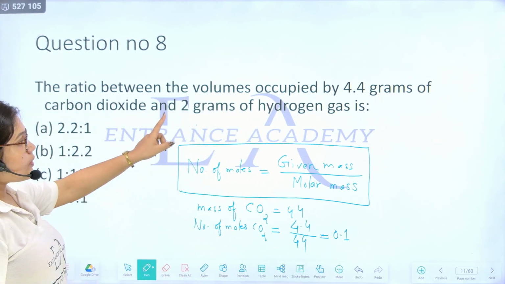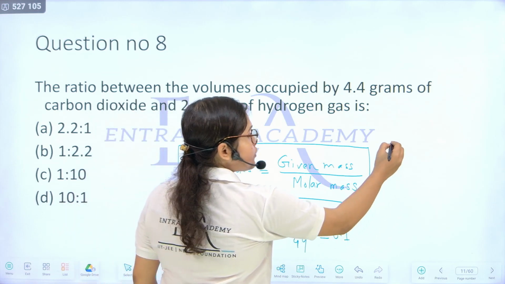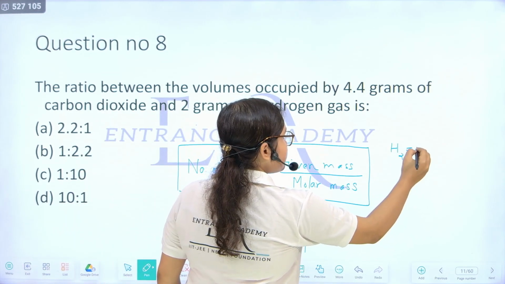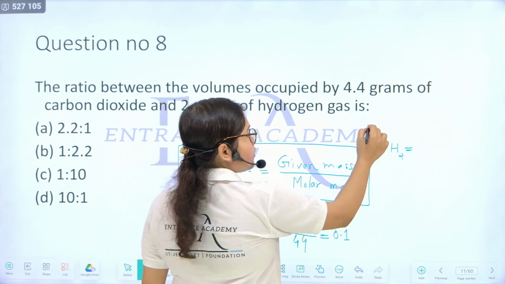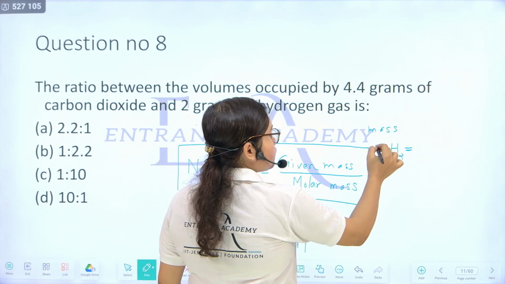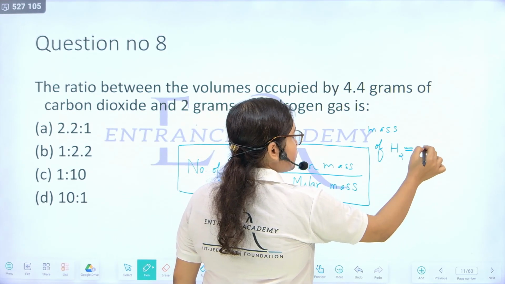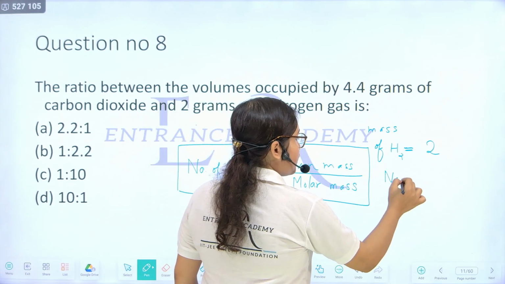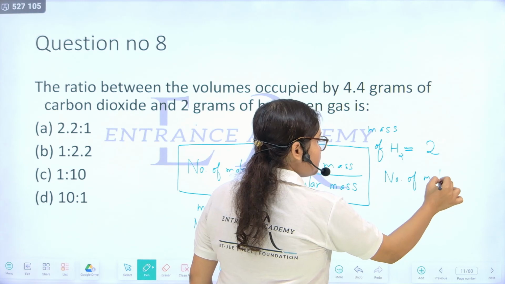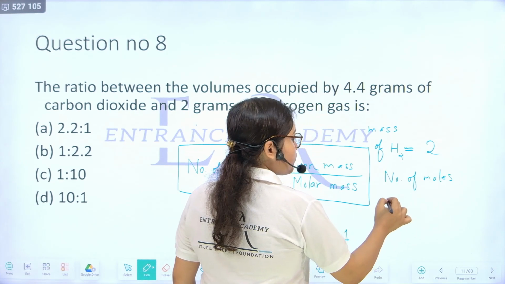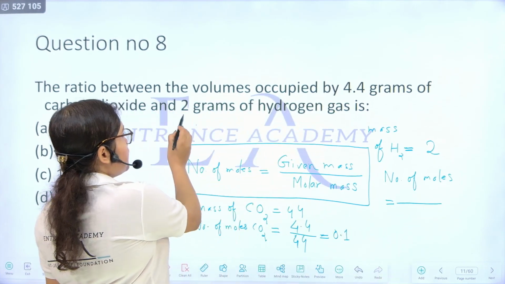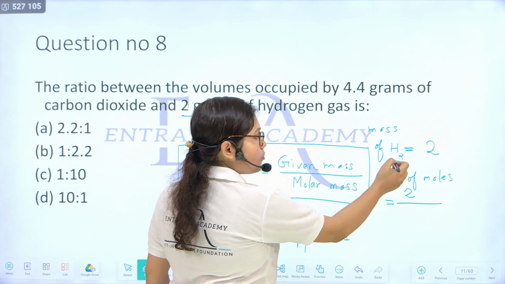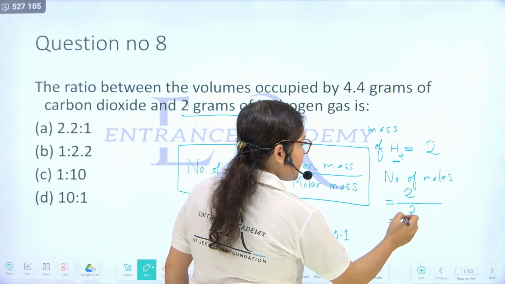Now 2 grams of hydrogen gas. So H2, the molar mass of hydrogen is 2 grams, and number of moles, this is given 2 grams of hydrogen gas. So 2 grams given, the molar mass is also 2, so that is 1.